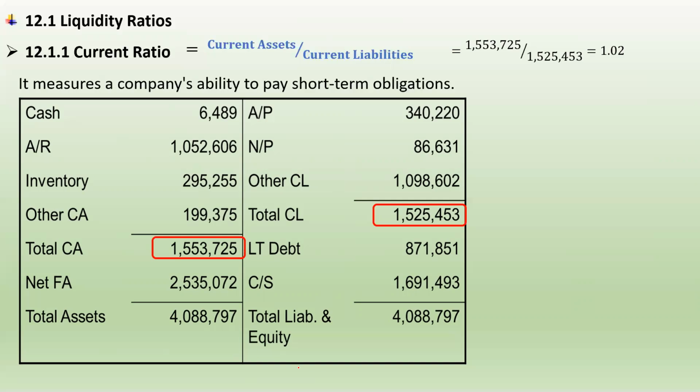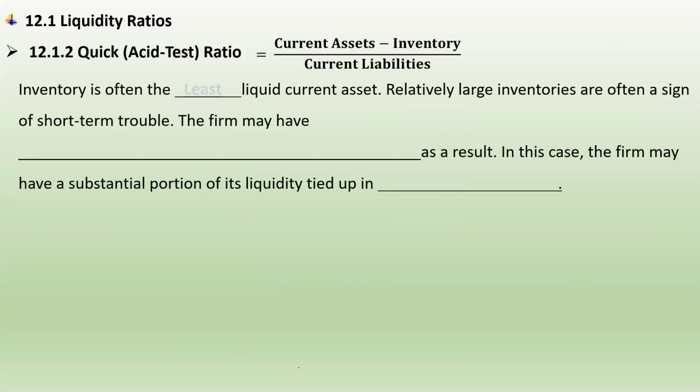We found that the current ratio is 1.02, which means that for this firm, its current assets can just cover the current liabilities. The second liquidity ratio is called the quick ratio or acid test ratio. It equals current assets minus inventory, divided by current liabilities. This ratio measures whether, if we kick the inventory out from current assets because of its lower liquidity, the rest of the current assets, the more liquid current assets, can cover the current liabilities of the firm.